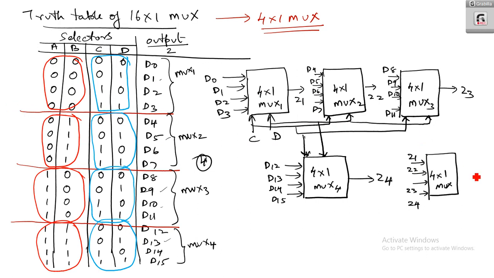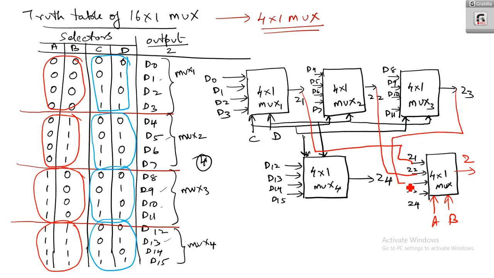Okay. And here we can have selectors as A and B. Those are the selectors for the 5th mux. And the effective output is Z. So you can directly connect Z1 to here. Okay. So you can directly connect Z1 like this. Similarly, Z2 should be connected here. Z3 you can connect like this. And Z4 should be connected here.